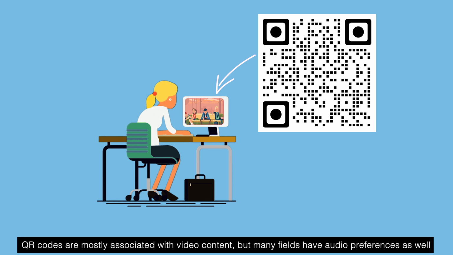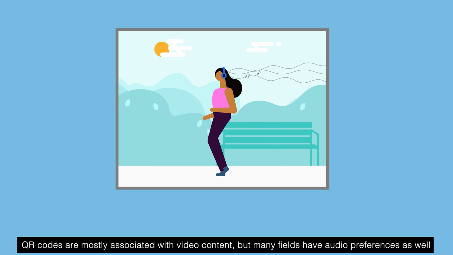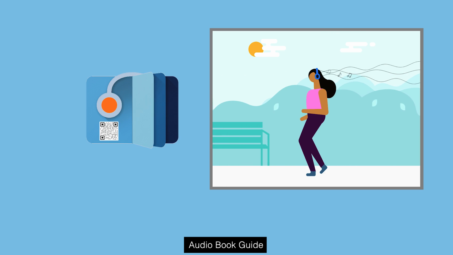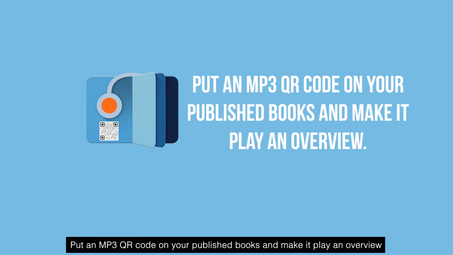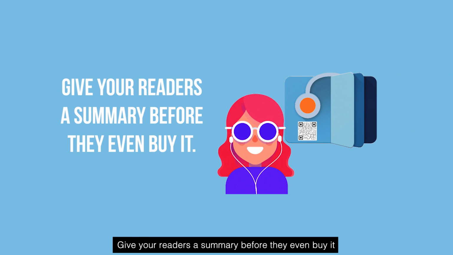QR codes are mostly associated with video content, but many fields have audio preferences as well. Audiobook guide. Put an MP3 QR code on your published books and make it play an overview. Give your readers a summary before they even buy it.